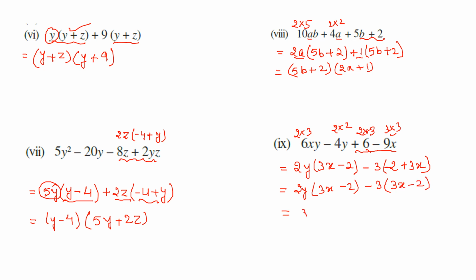Now we can take 3x minus 2 common from both the terms. So it will be 2y minus 3. So from here, if I have taken 3x minus 2 common, I am left with 2y. And here 3x minus 2 is already common, I have left with minus 3. So this is the factorization.